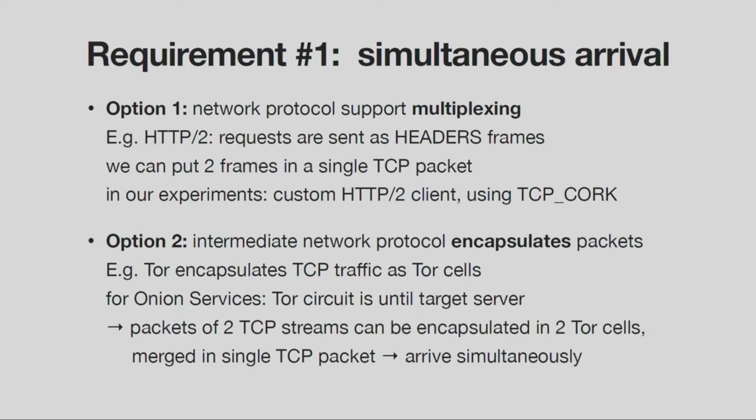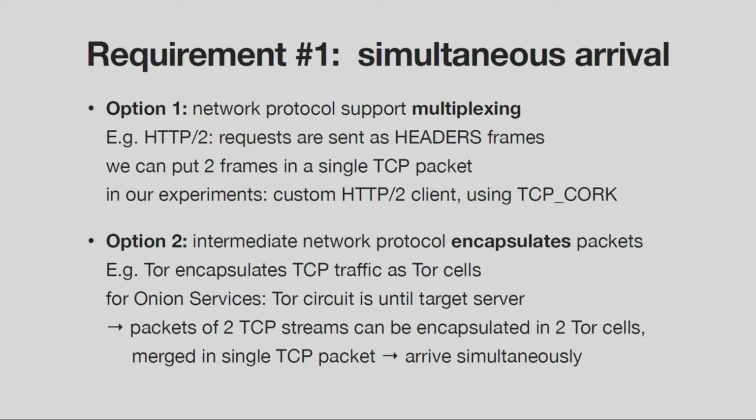Another option is to use an intermediate network protocol, so one that encapsulates packets. A good example for this is the Tor network, because it encapsulates the TCP traffic as Tor cells. And for Tor onion services, so these are the .onion addresses for Tor, there the Tor circuit is until the target server.